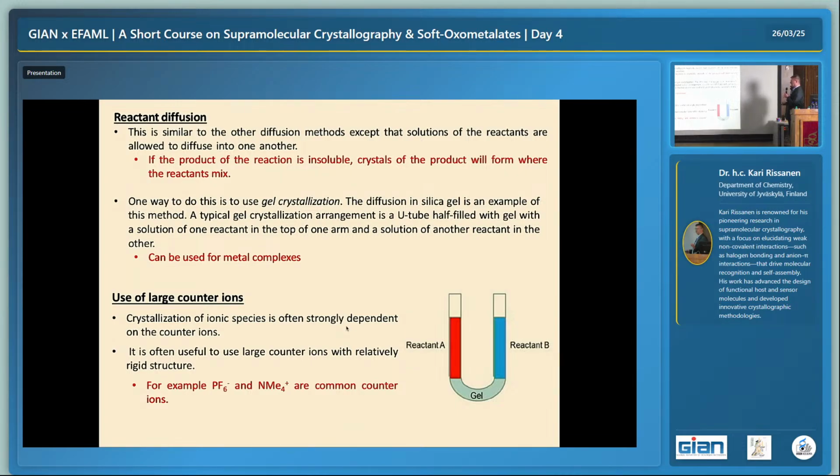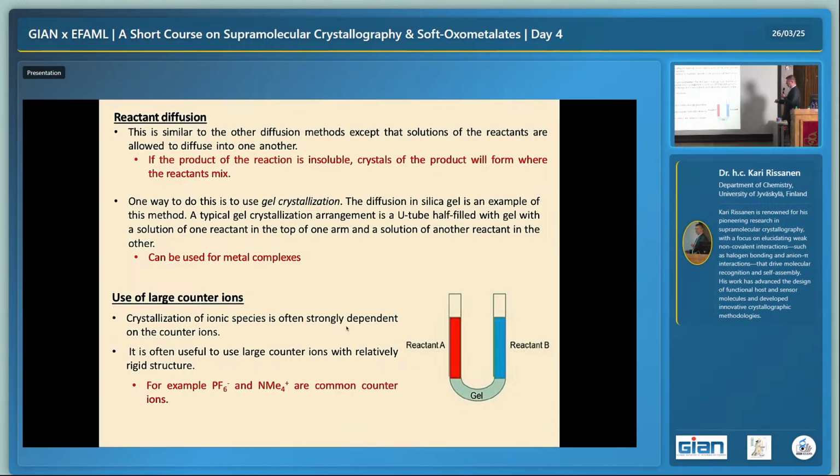So the idea is that we place here at the top or the bottom of the U-tube a gel. It could be silica gel or in principle any gel which tolerates these two solvents. Of course, the gel has to be something that will not be dissolved by the solvent. So in the red solvent, we can have our molecule, or a component like reactant A. And on the other side, we can have the other solvent, in which our compound is not soluble, or we can have a reactant B.